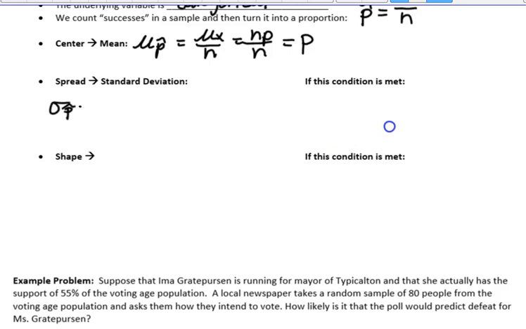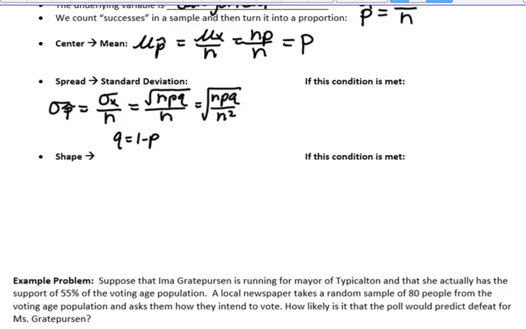Now standard deviation, same thing. Sigma of p hat is just sigma of x over n. So it's the square root of npq over n. If we do a little bit of algebra here, this would be the square root of npq over n squared. Also remember that q is equal to 1 minus p, so on the formula sheet you'll see p times 1 minus p instead of pq, but this is just a shorter way to write it. This simplifies then to the square root of pq over n.